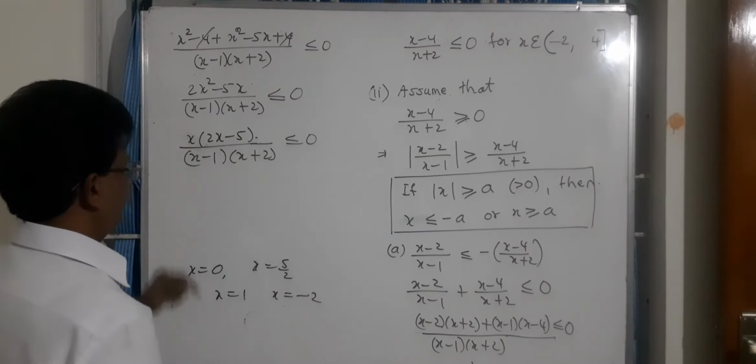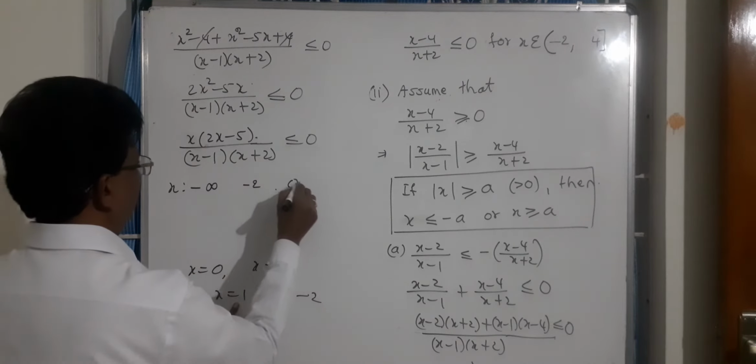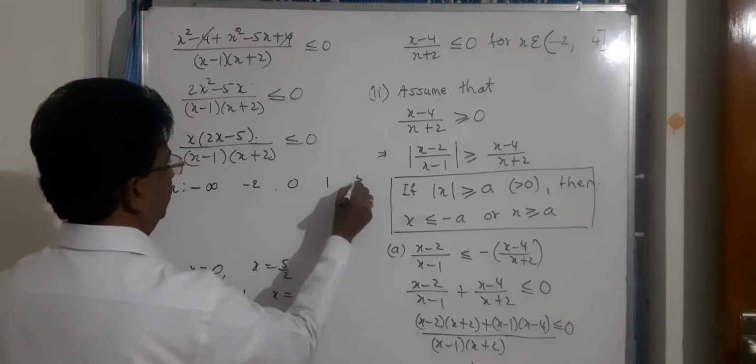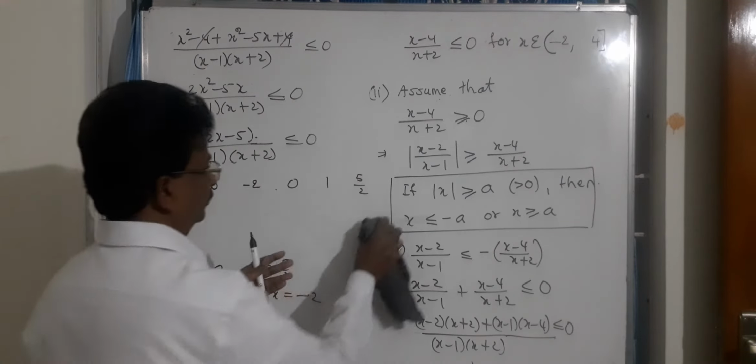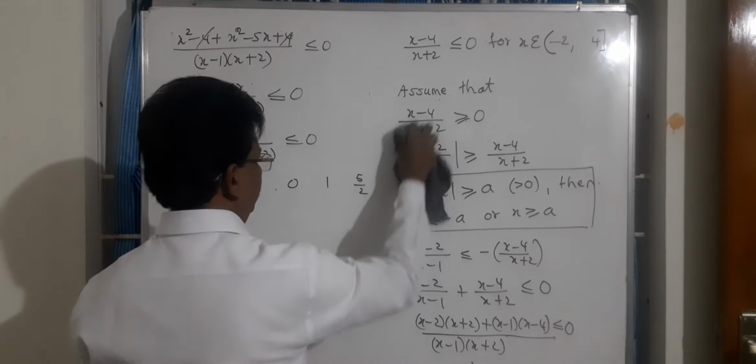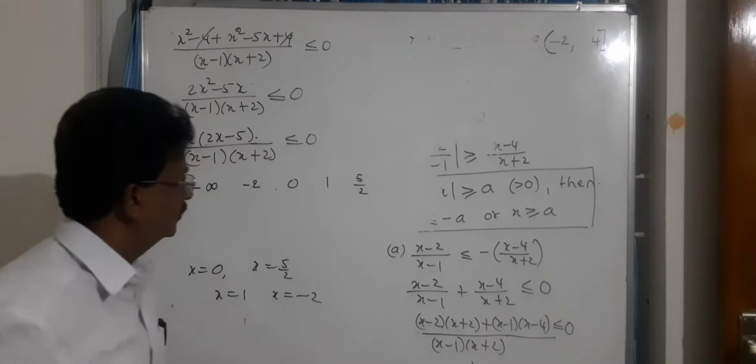Then we have to arrange them in the proper order, lowest to highest. First, minus infinity. Next, which is the smallest? The negative number, minus 2. Next, the greater number, 0. Next, 1. Next, 5 by 2. And finally, infinity.